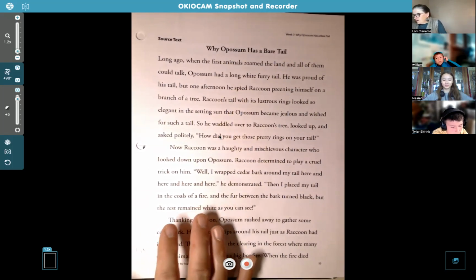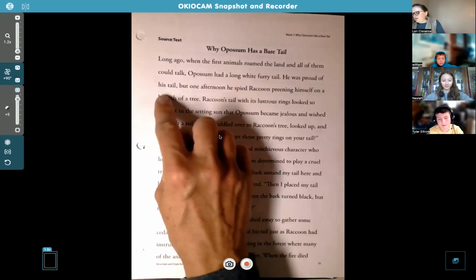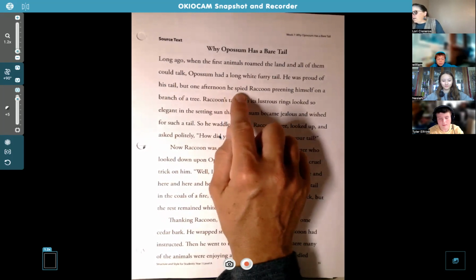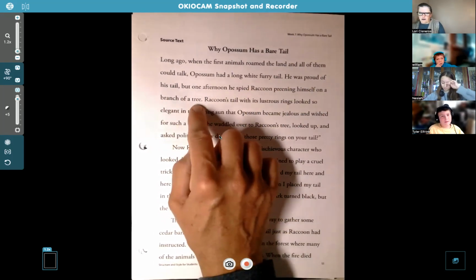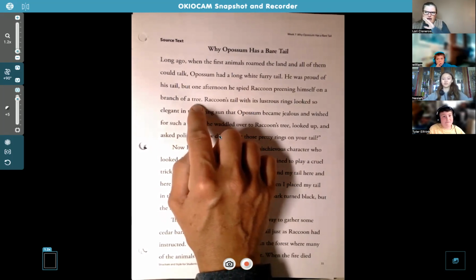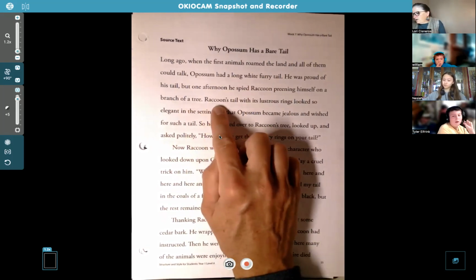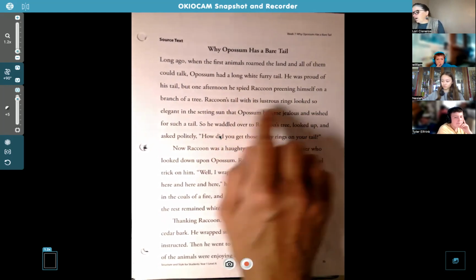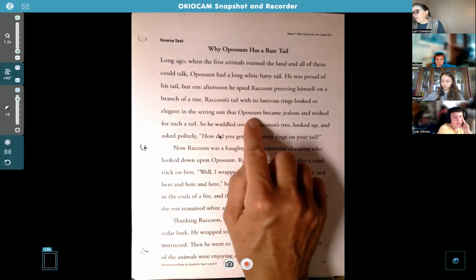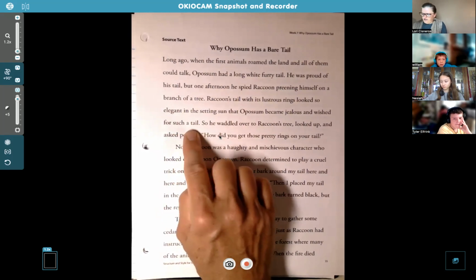Okay. He was proud of his tail, but one afternoon he spied Raccoon preening himself on a branch of a tree. By the way, preening is like a cat that licks their paws, you know, they lick their bodies to keep them clean. So he's cleaning himself. Raccoon's tail, with its lustrous rings, looked so elegant in the setting sun that Opossum became jealous and wished for such a tail.